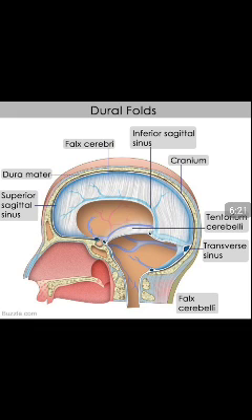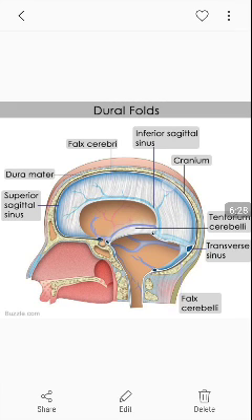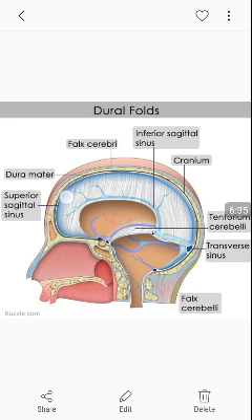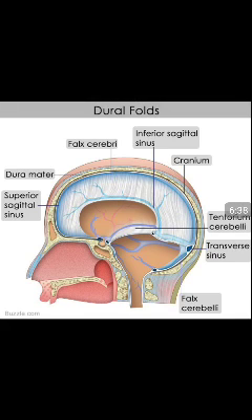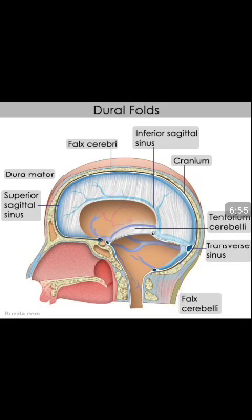Here, in the superior attached border of the falx, you can see a blue line. This blue line is actually the superior sagittal sinus. This is present in the attached part of the falx cerebri, whereas the falx cerebri also has an inferior free margin, which is present just above the corpus callosum.